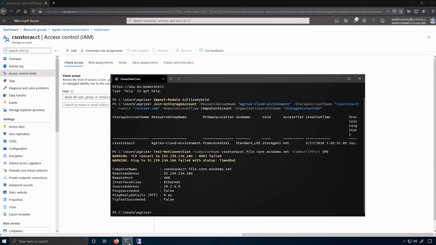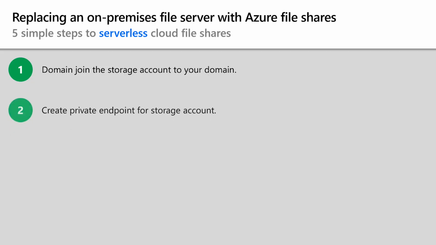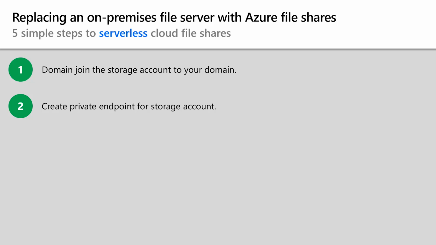The answer is to create a private endpoint for your storage account. A private endpoint gives your storage account a private IP address within the IP address space of a virtual network. This enables you to tunnel from your on-premises network into your Azure network, working around the port 445 issue.